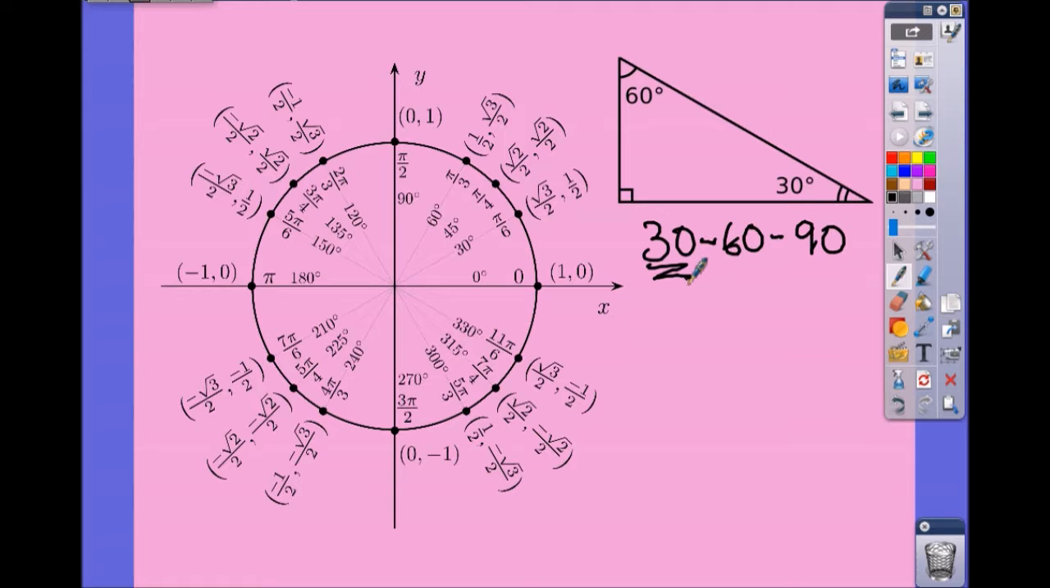And I'm going to quickly label the slides, and you're going to see why in a second. Okay, I already labeled that part. Draw one of the unit circles.